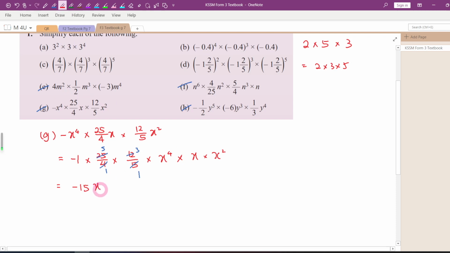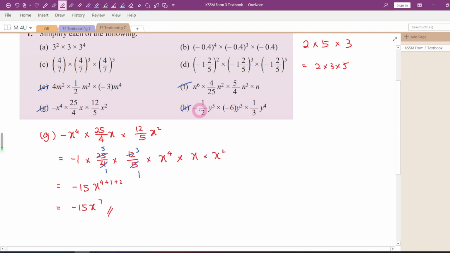And x, copy it. 4 plus 1. If you don't see any power here, it means power 1. So this is 4 plus 1 plus 2. So our final answer will be negative 15 x power 7.